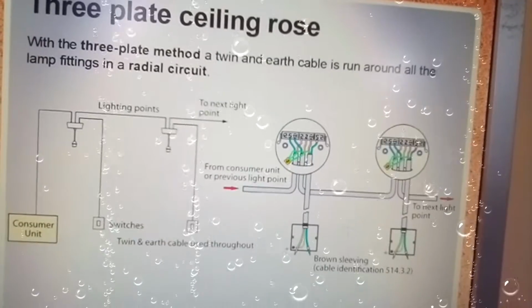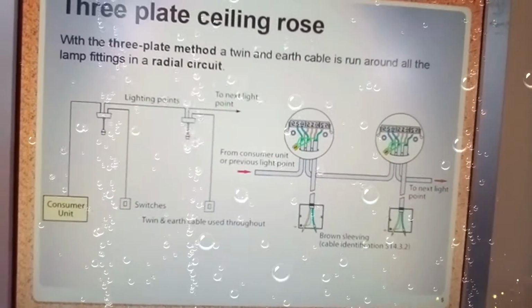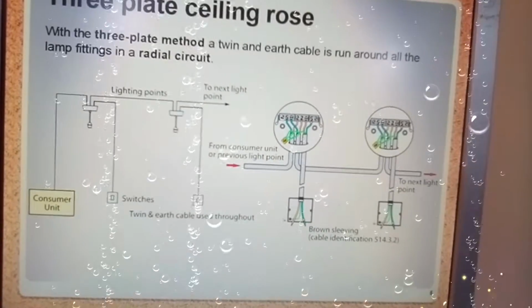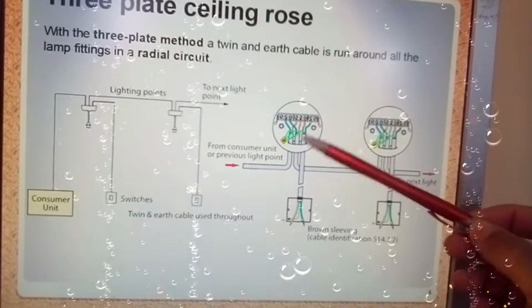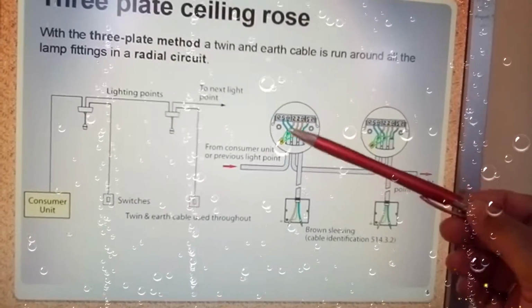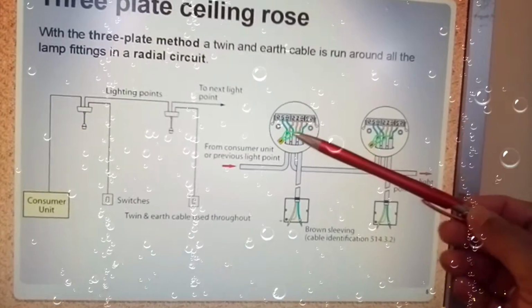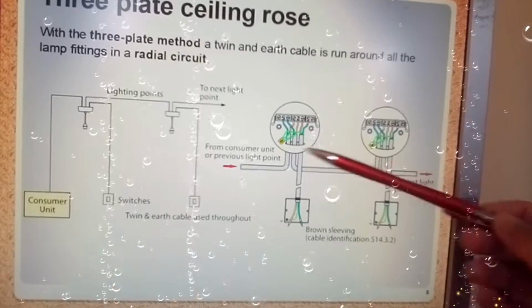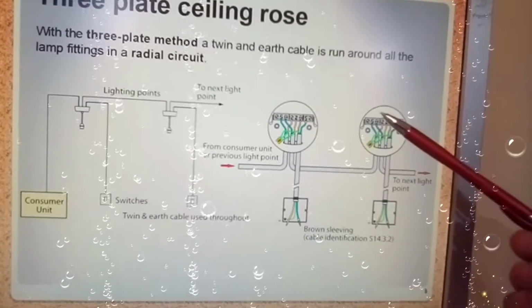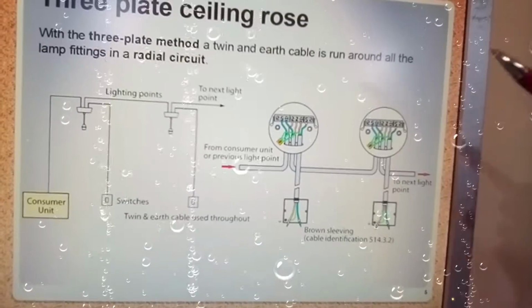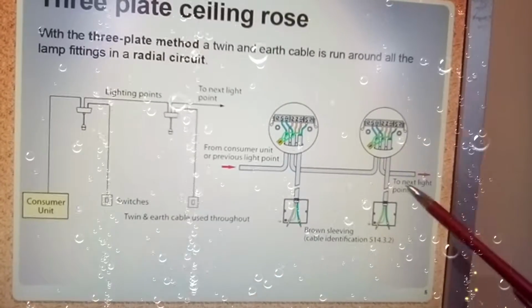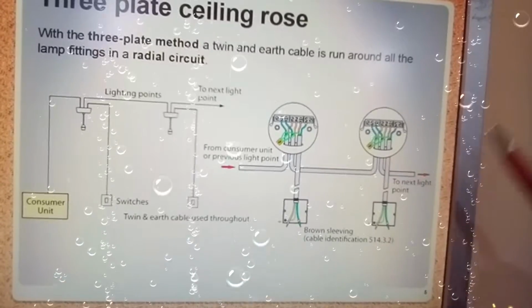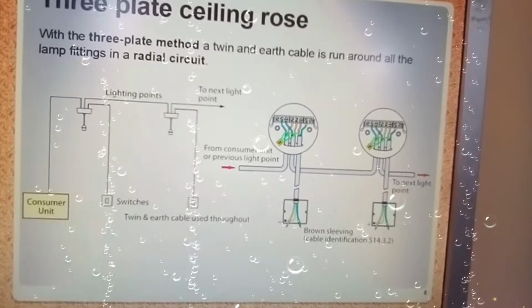Now here's your three-plate system. In this case, your main supply would come to your ceiling rose, and from your ceiling rose, you can then begin to feed off to other ceiling roses, and then begin to put in additional lighting. So you can extend these systems in the three-plate system ongoing endlessly overall.